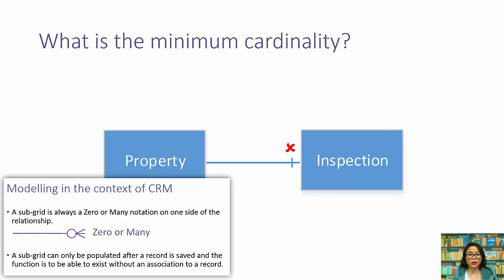So when you think about it, there are two types of relationships that we have in CRM that end with a many notation: a one-to-many and a many-to-many. In both scenarios, it's always going to be a zero or many notation because you cannot make the many notation of the relationship mandatory. So that is why we have a zero or many. So this is what it's going to look like.